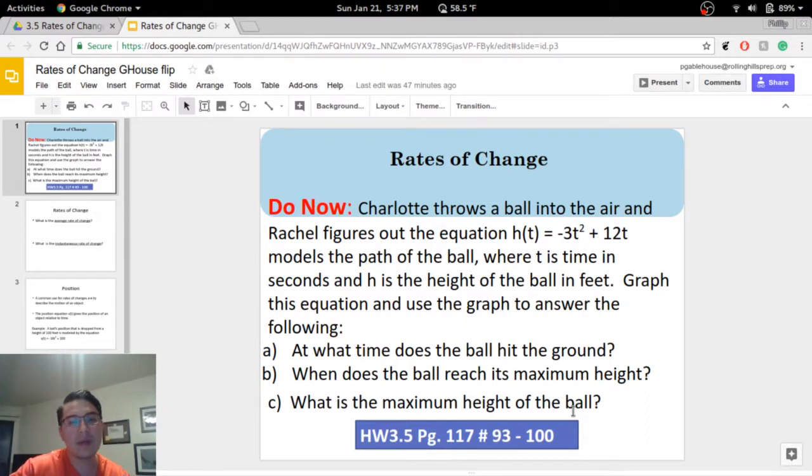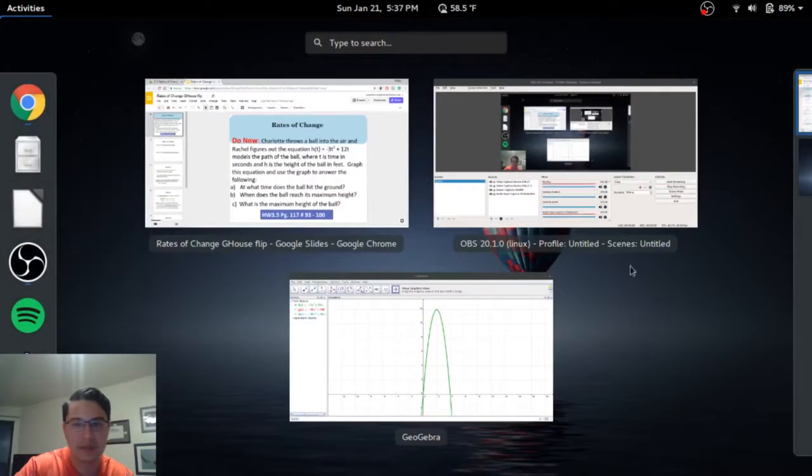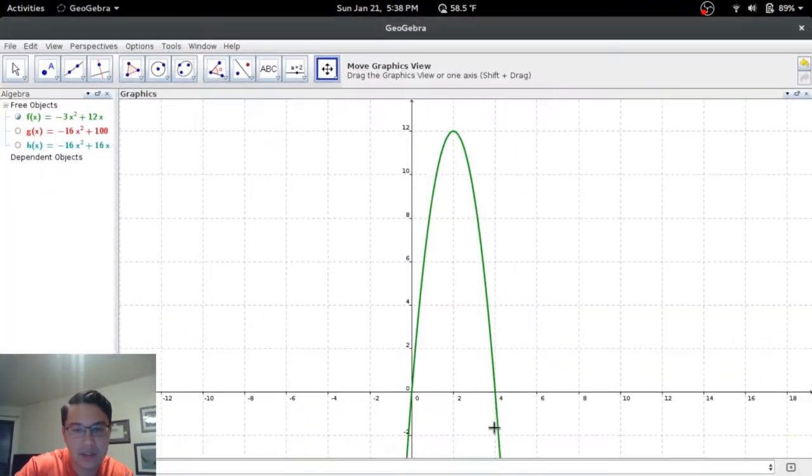There actually is another way to do it using some of our calculus tricks. So I'm going to switch screens here really quick, and we'll take a look. So at what time does the ball hit the ground? So the ball hits the ground at 0.